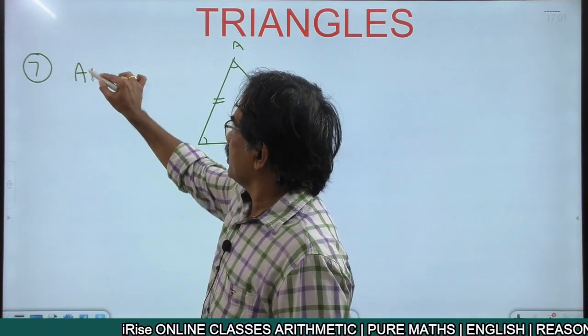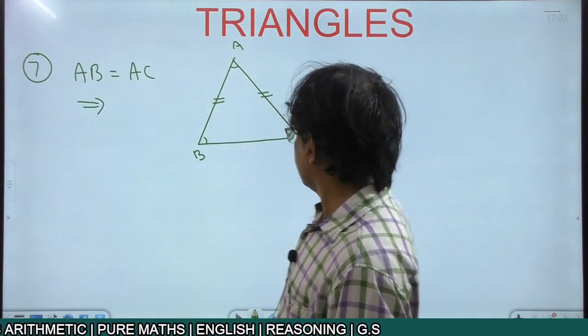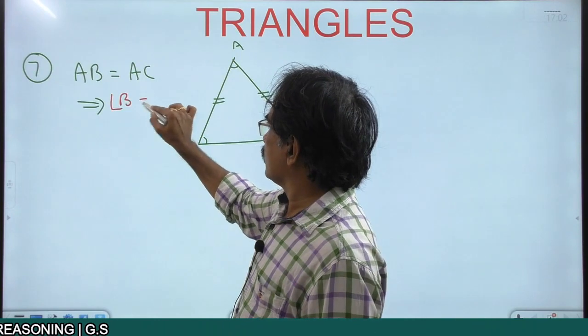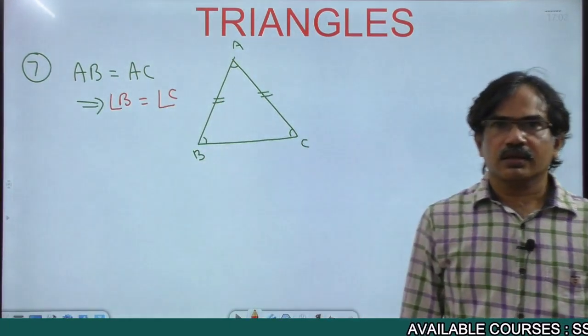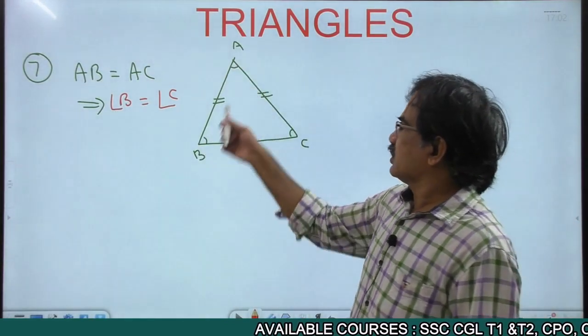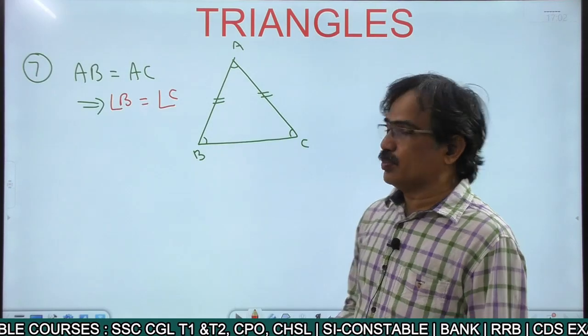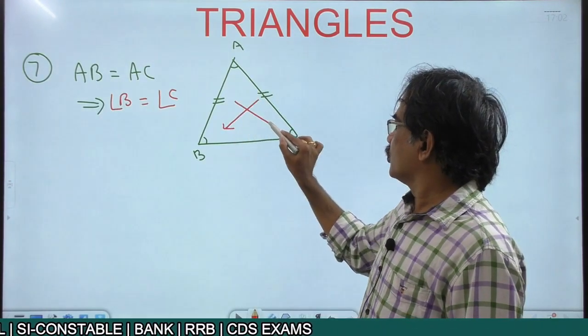If AB is equal to AC, given, then angle B is equal to angle C. This is property number 7. That means if two sides of a triangle are equal, then their opposite angles are also equal. Opposite to this, opposite to this.